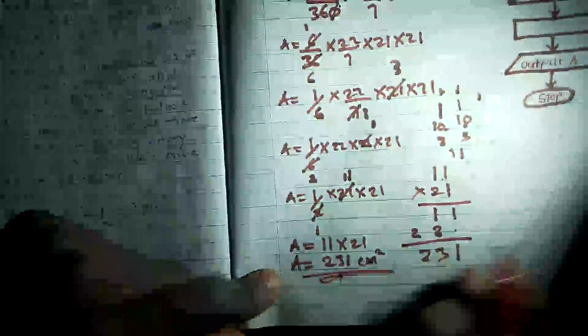So in this case, 1 plus 0, I'm going to get 1. Then on this part here, 1 plus 2, I'm going to get 3. Then 0 plus 2, I'm going to get 2. So my area here is going to be 231. Now, area is measured in centimeters squared, like this. So as for the first one here, we are done.